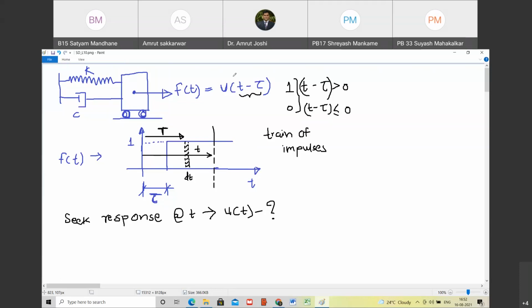Are you with me? Please type your response in the chat box if you remember this discussion. I'm waiting for the response. Yeah, Shreyas says yes. So let us go ahead.